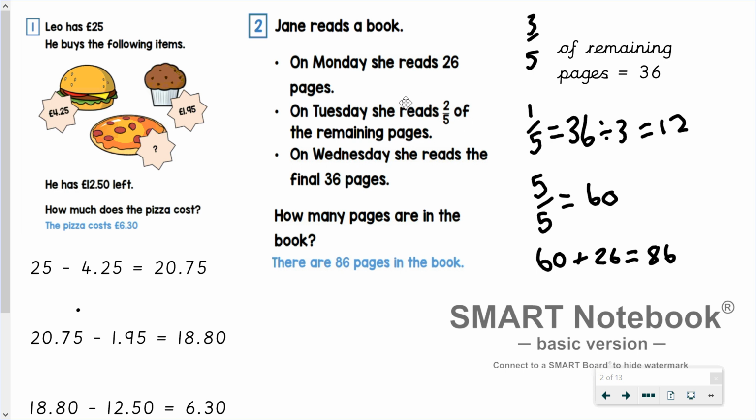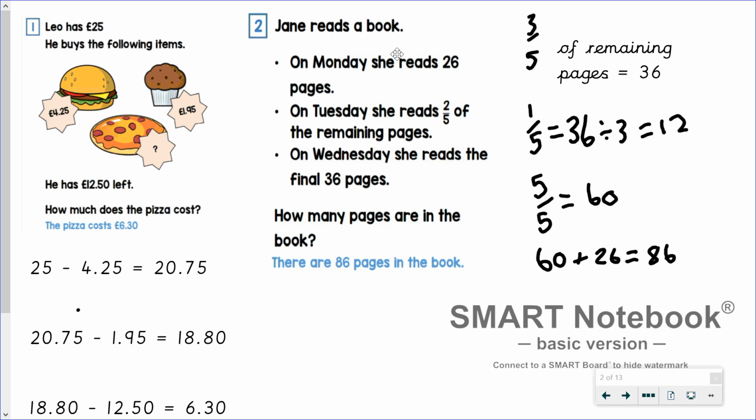So if 2/5 of remaining pages are read here, then these pages that are left would be 3/5 of the remaining pages. So we can say 3/5 of the remaining pages equals 36, and then divide through by 3 to get 1/5. So 1/5 equals 36 divided by 3, which is 12. So if 1/5 equals 12, let's find the whole of that remaining pages. So we need 5/5, so we times the 12 by 5 to get 60.